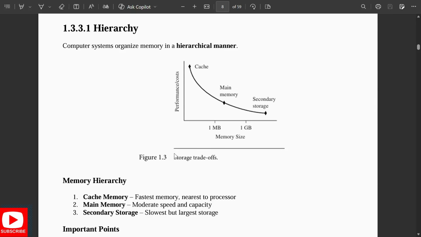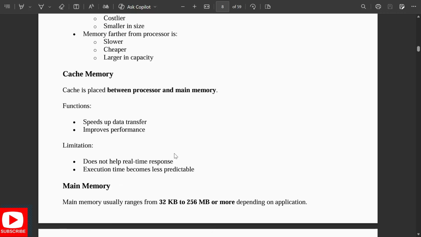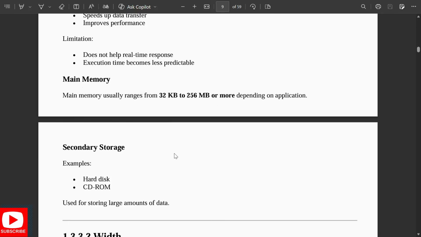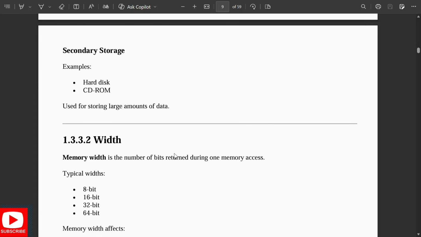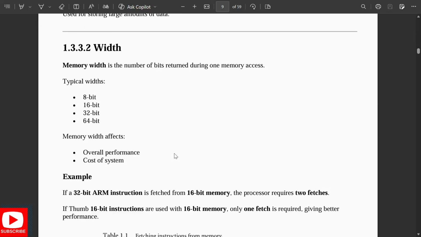You can see a graph indicating the performance or cost versus the memory size. Next comes the explanation of each memory. Cache memory is placed between the processor and the main memory. It speeds up the data transfer and improves performance, but it has two limitations: it does not help in real-time response, and execution becomes less predictable. Main memory ranges from 32 KB to 256 MB or more depending on the application. Secondary storage, like hard disk or CD-ROM, is used for storing large amounts of data.